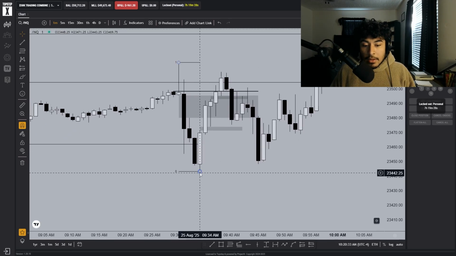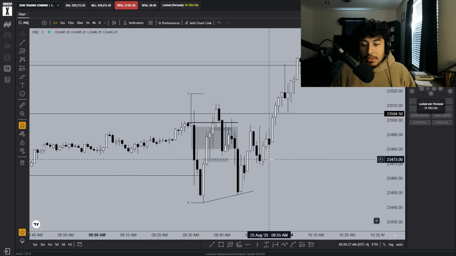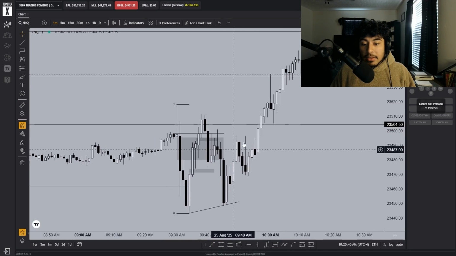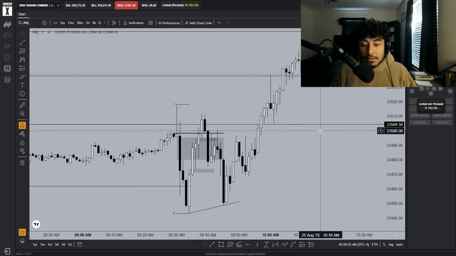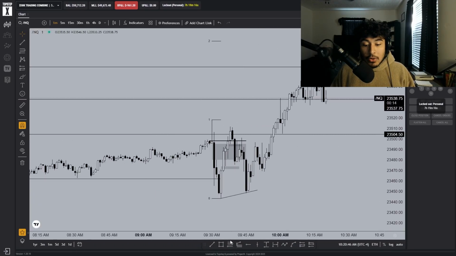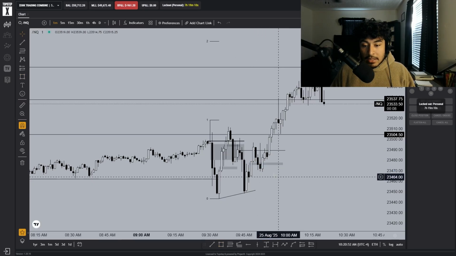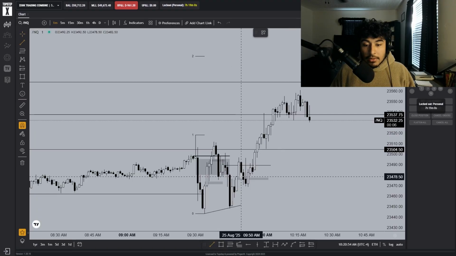I think we had SMT or something, and then the market went up and started to push higher. I don't know where I could have found another trade idea here to push us up, but my bias was originally bullish for the day. Maybe at this change in the state of delivery, but there were no clear fair value gaps here. This one got inverted, and then it started to respect it and push up higher.